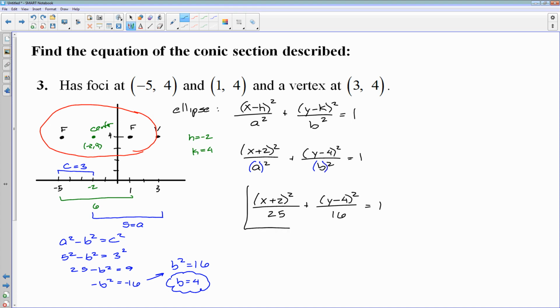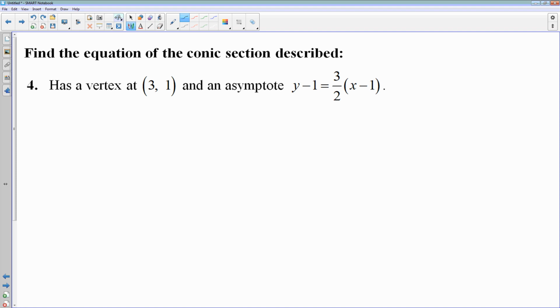There's our equation. You good? Good, good. All right, I have one more, and then we'll call it quits.